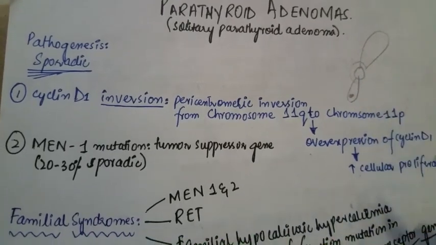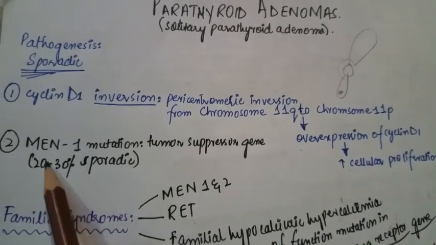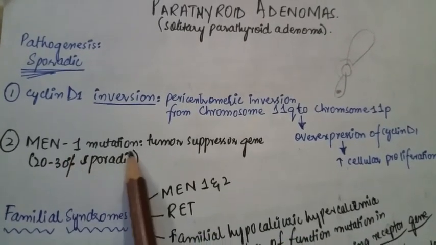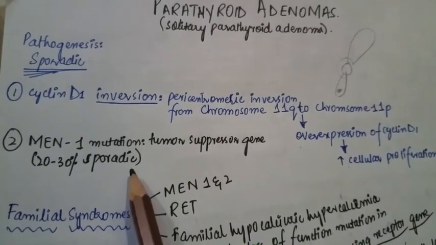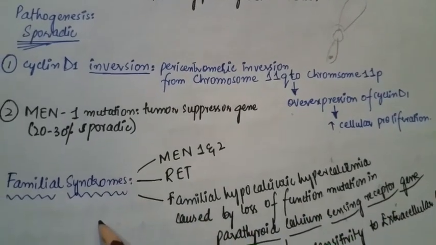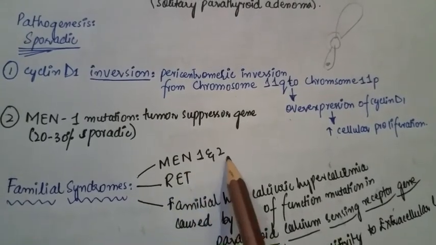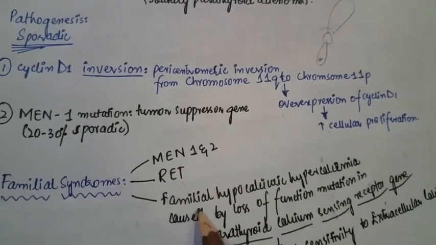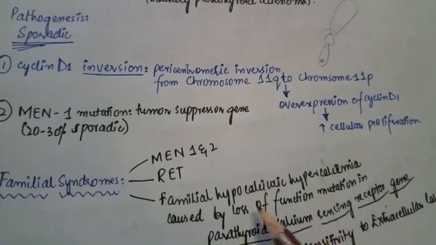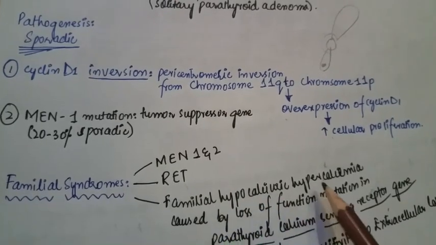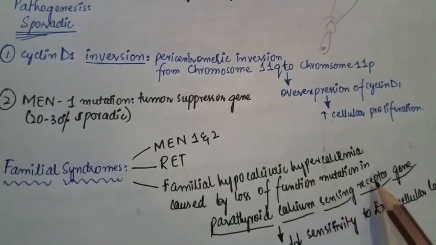Other causes include the MEN1 syndrome mutation. What is MEN? Multiple endocrine neoplasia gene, which is a tumor suppressor gene. It is present in 20 to 30% of sporadic cases of parathyroid adenoma. What do the familial syndromes involve? MEN1 and 2, RET, familial hypocalciuric hypercalcemia. Why is there familial hypocalciuric hypercalcemia? It is because of a loss of function mutation in the parathyroid calcium sensing receptor gene.